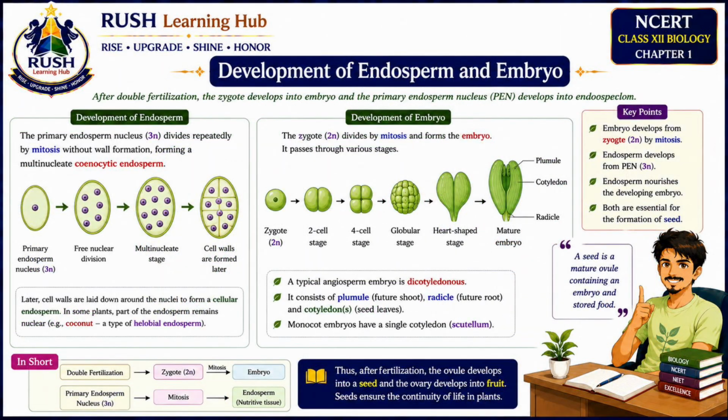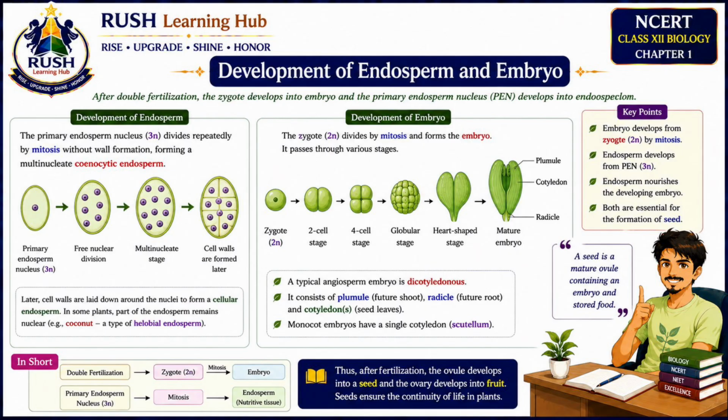After double fertilization, two important structures begin to develop inside the ovule: the endosperm and the embryo. The primary endosperm nucleus, PEN, which is triploid in nature, undergoes repeated mitotic divisions and forms the endosperm. In most angiosperms, the early development of endosperm is free nuclear, where nuclear divisions occur without immediate formation of cell walls. Later, cell walls may be formed, resulting in a cellular endosperm. The endosperm serves as a nutritive tissue and provides nourishment to the developing embryo.